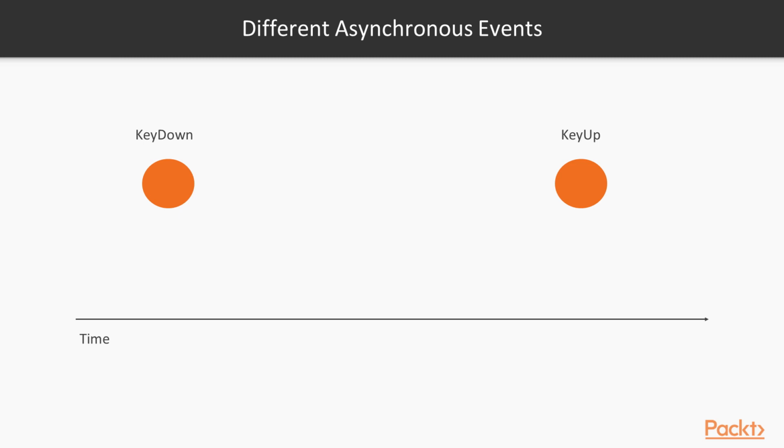There are also different kinds of events. Imagine that we fetch data. And when we fetch that data, at some point, that data will arrive to us.